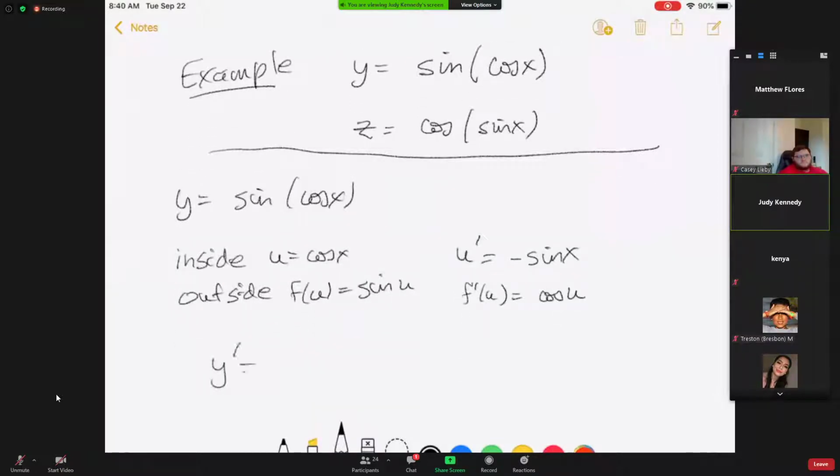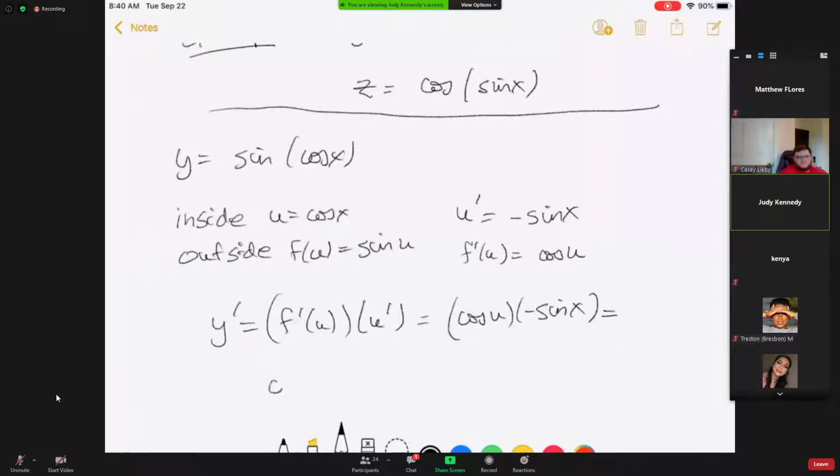So y prime is f prime of u multiplied by u prime, which is the cosine of u times minus the sine of x. That equals the cosine of, okay, what was u? The cosine of the cosine, multiplied by minus the sine of x. I'll just put the minus out front. Okay, so that's the derivative of that function.